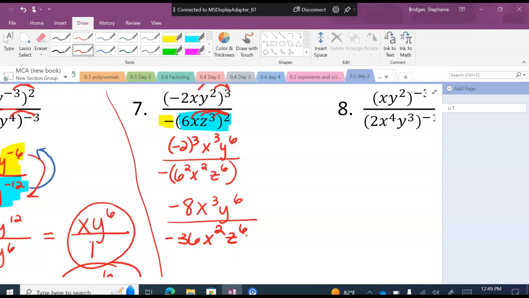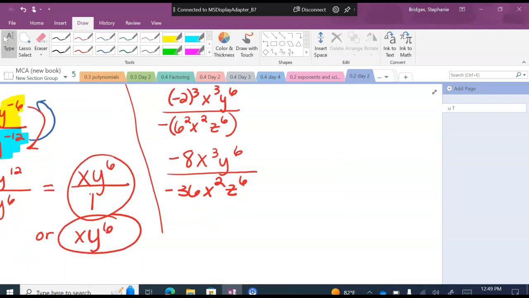So let's think about this. First of all, if I have a negative over a negative, what does that reduce to be? Negative divided by negative always turns positive. And then 8 and 36, what do they have in common? So that's going to turn into a 2, and that's going to turn into a 9. Do I have x's at the top or the bottom? Where do I have more, at the top or the bottom? How many more? 1.